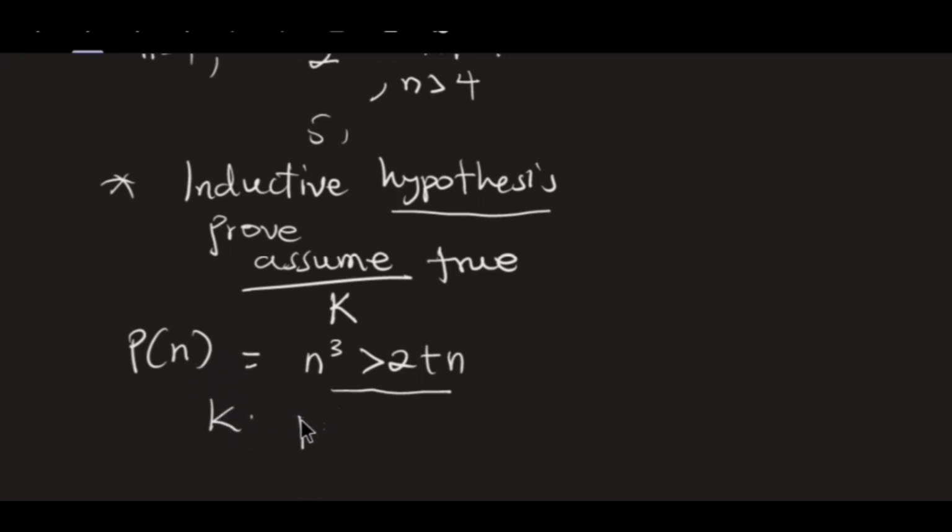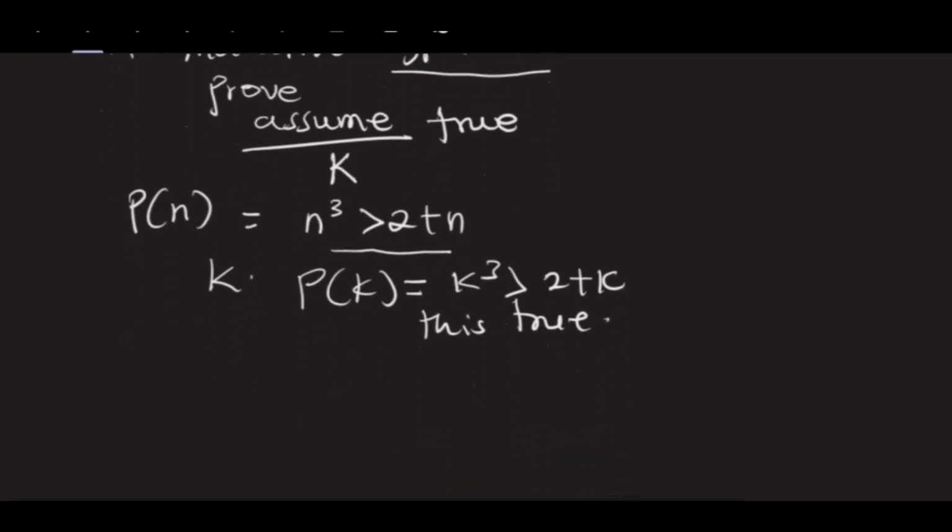So we change our statement into k whenever you reach the inductive hypothesis. So you are going to get P of k: k cubed is greater than 2 plus k, and we say that this is true. So the inductive hypothesis stage is where we assume a value for our statement to be true at all times, and that helps us to move further in our mathematical induction process.